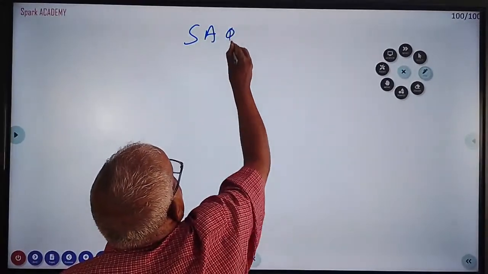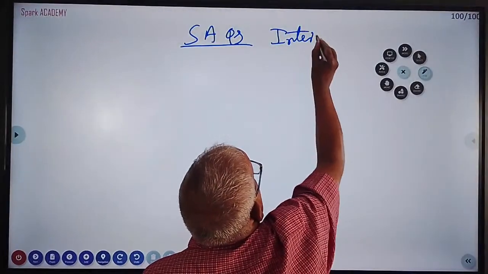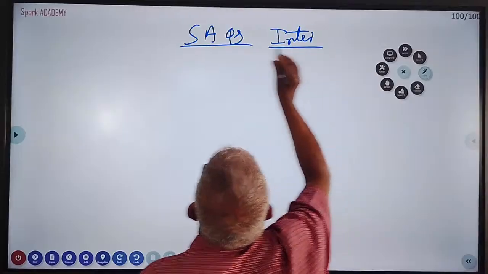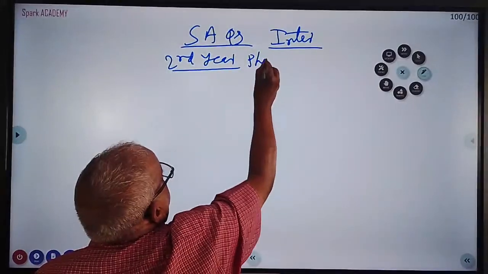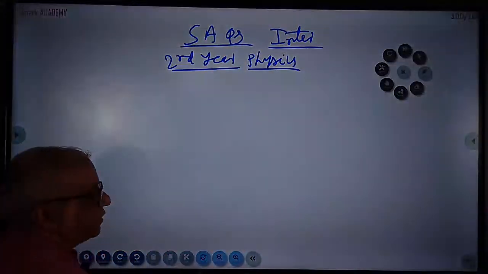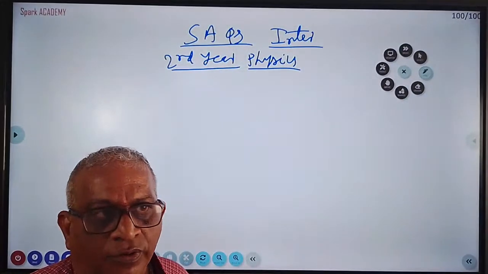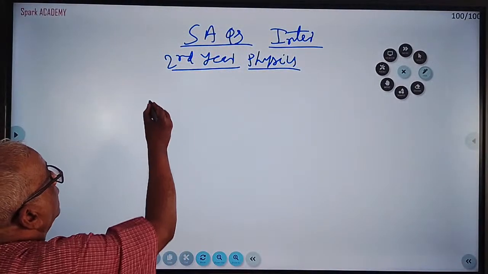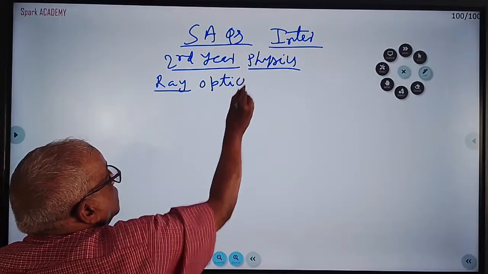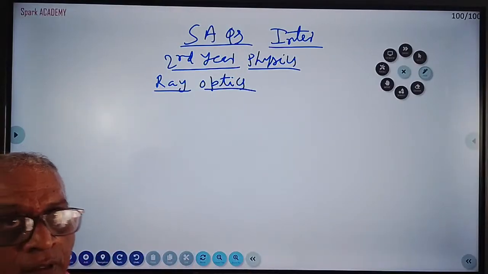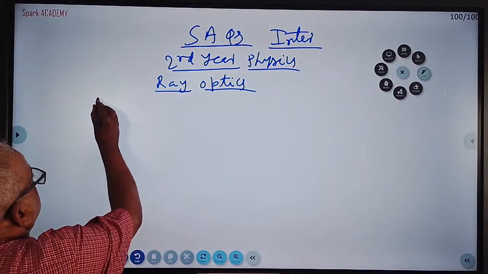Short questions, inter second year physics. There are certain chapters from which, according to the blueprint, we are asking short questions only. So ray optics, first we are starting with ray optics. Starting from ray optics, first, very important, a number of times they asked this question.